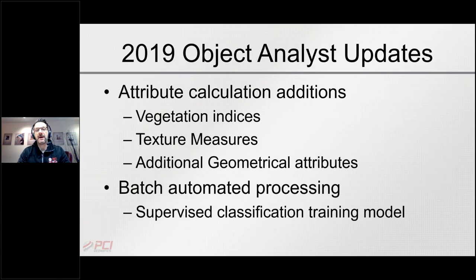Some updates. Attribute calculation additions. We've added some additional vegetation indices, some new texture measures, some additional geometrical attributes, and of course, as I already mentioned, the batch automated processing capability using the support vector machine supervised classification training models.